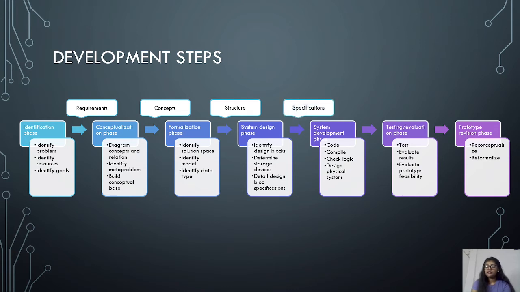Next is the system development phase, which aims at the development of a prototype system. It includes writing of the code, its compilation, checking the logic, and designing the physical system.